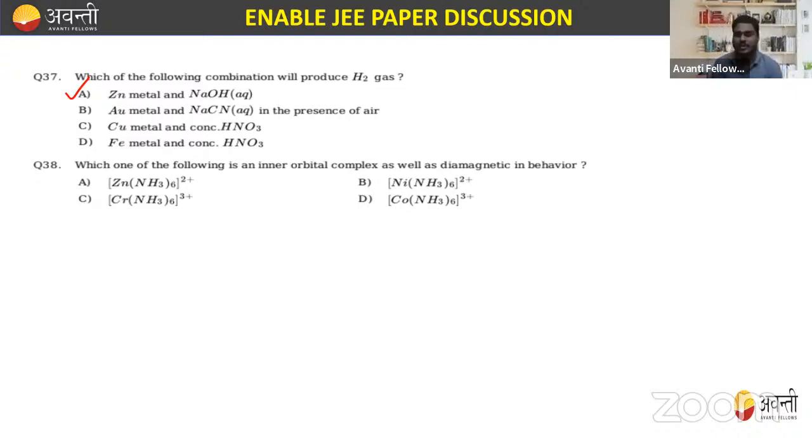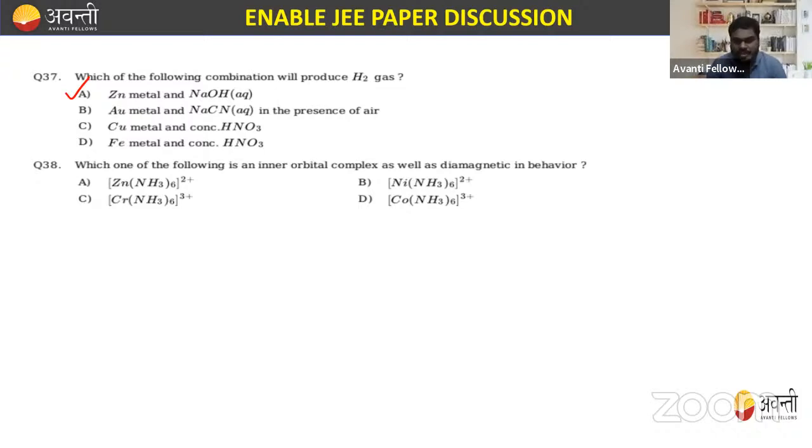I hope most of you did this question correctly, because this is a simple, concept-based question. If you know the concept behind this, if you know how to find the number of unpaired electrons, which is a weak ligand, which is a strong ligand, then you can easily solve such types of questions, right? Okay.